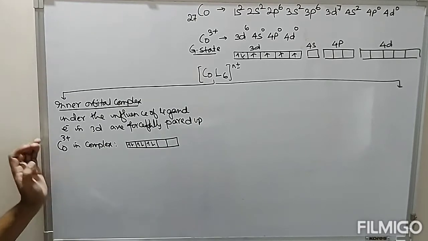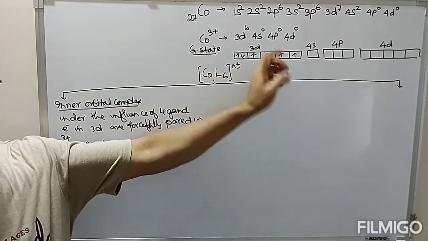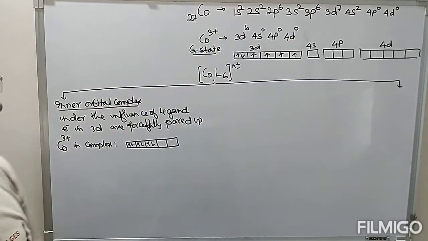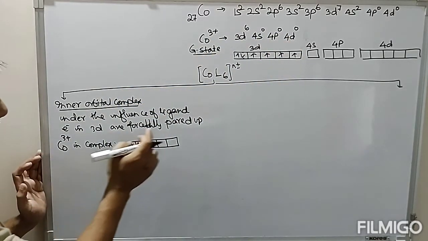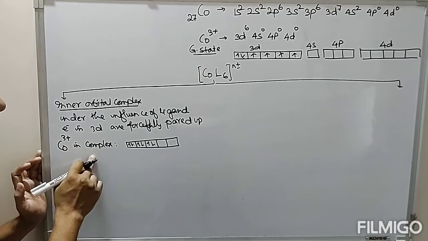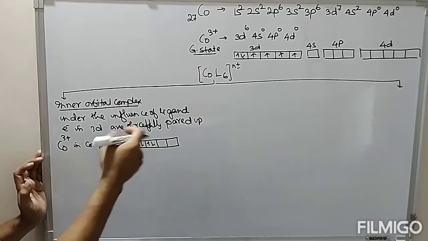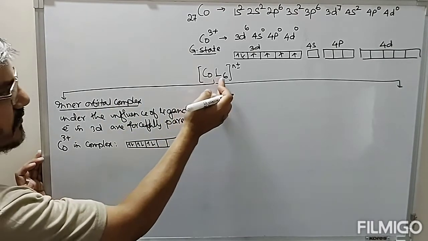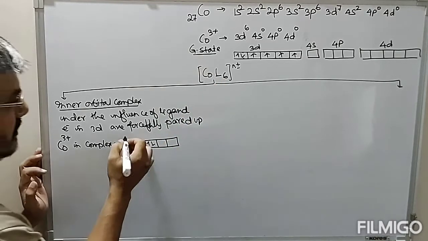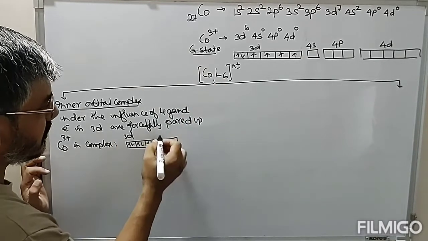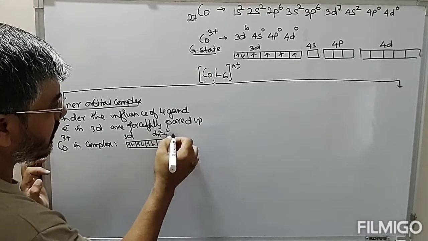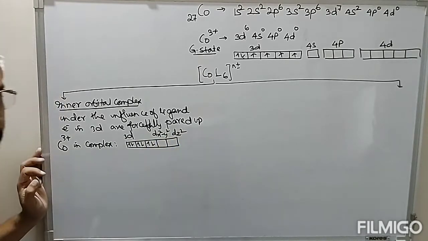This is what we call the violation of Hund's rule that we have used in the postulates of valence bond theory. So the ligand which is forcefully pairing up the electrons of the metal ion is known as a strong field ligand. So we have the strong field ligand. Under the influence of this ligand, electrons are forcefully paired up in the d orbital. So this is 3d orbital. So this d orbital is dx square minus y square, and this must be dz square.